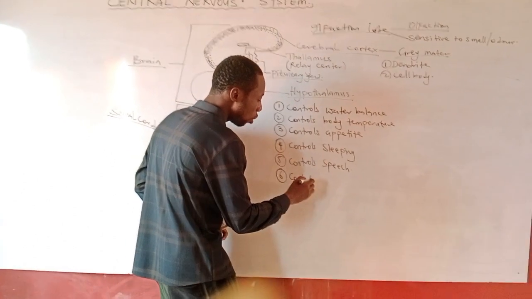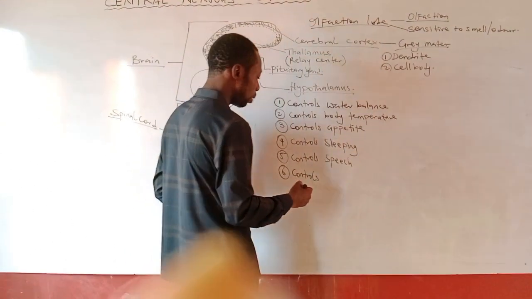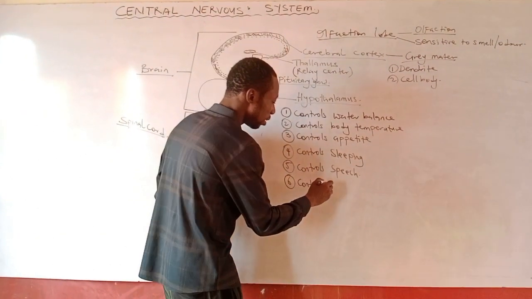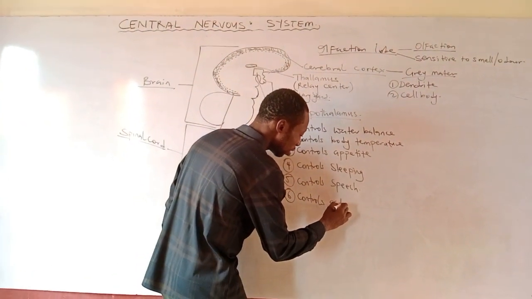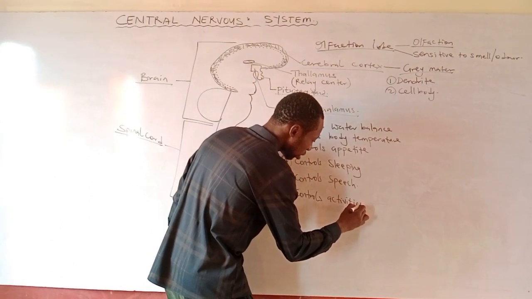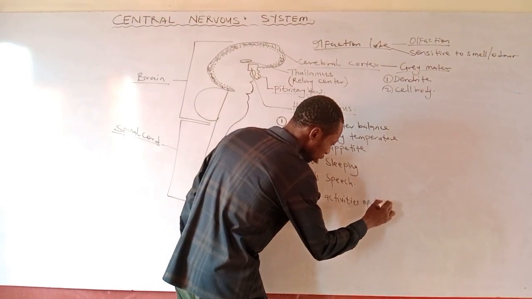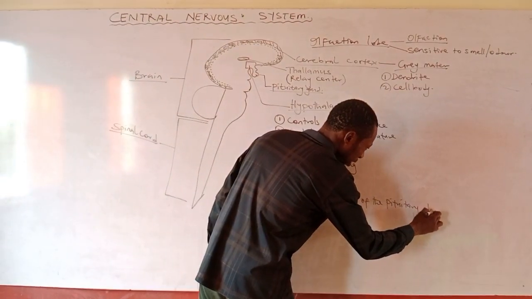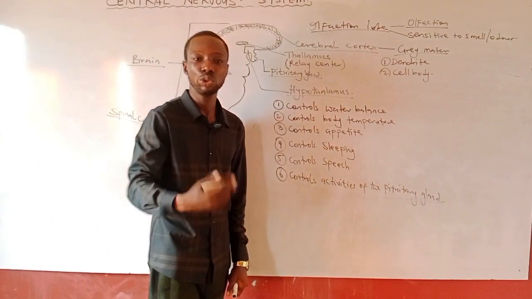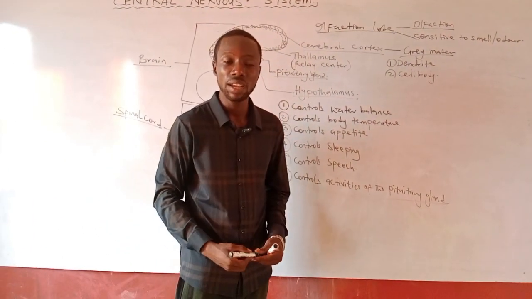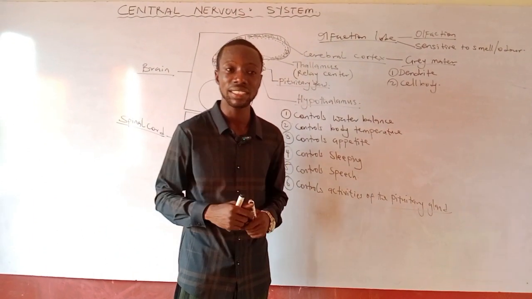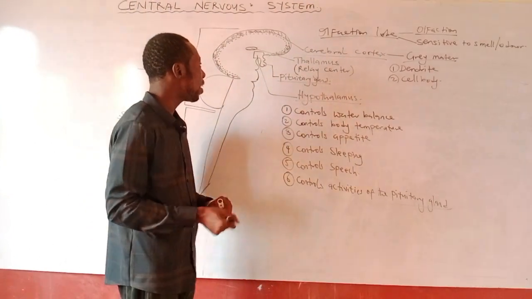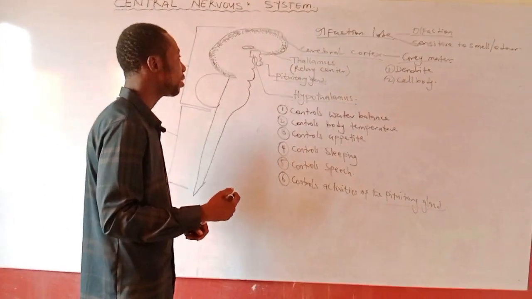Now, the sixth one here. The hypothalamus is connected to the pituitary gland by blood vessels, so the hypothalamus controls the activities of the pituitary gland due to the connections. Okay? But I want you to always have in mind that the hypothalamus is equally a gland. It's also a part of the glands.